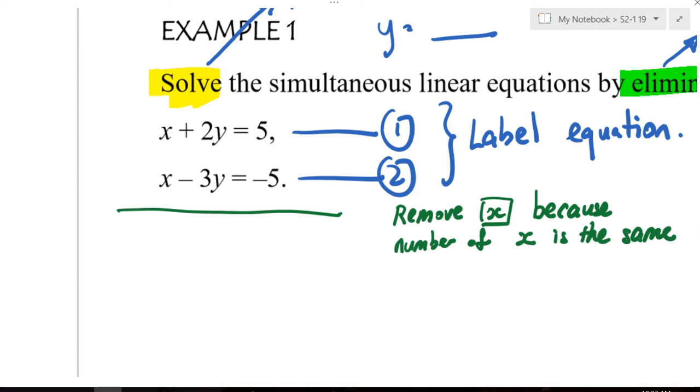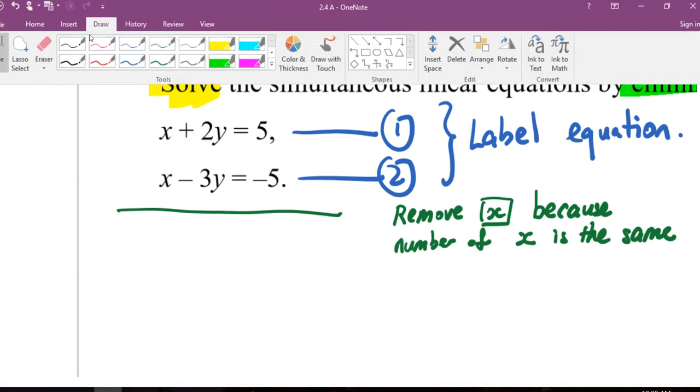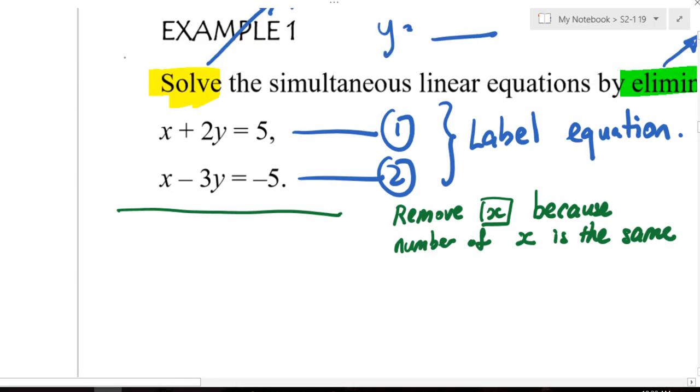Okay. Now, I look at so I want to remove the x because the number of x is the same. Equation 1, I got 1x. Equation 2, I got 1x. It's same. Or do I take 1x minus 1x? Minus. Does minus make sense? Okay, so this is what you write. Now, because you are lazy people, because I am lazy people, I write equation 1 minus equation 2.